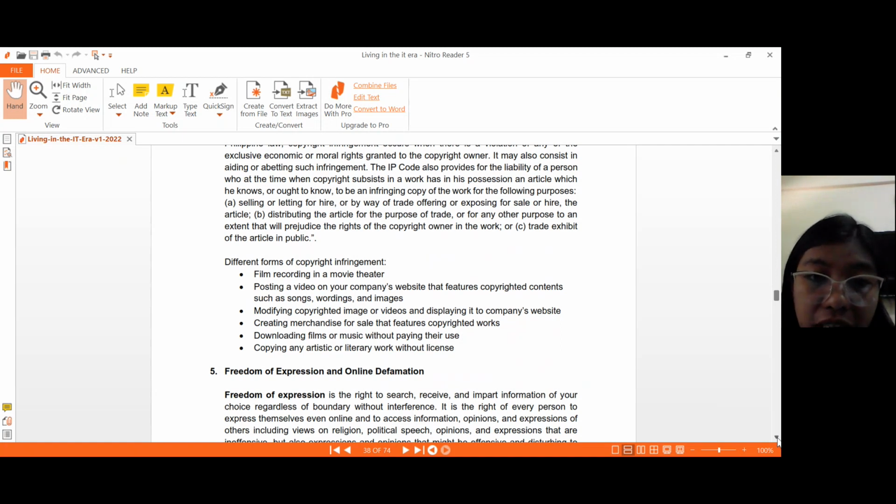Creating merchandise for sale that features copyrighted works, mugs na may downloaded logo, copyrighted pa rin yan. Kasi hindi naman ikaw yung gumawa ng logo, dinownload mo lang, piniprint mo doon sa mug na merchandise na ibebenta mo, hindi pwede. Downloading films or music without paying for their use, copying any artistic or literary work without license.